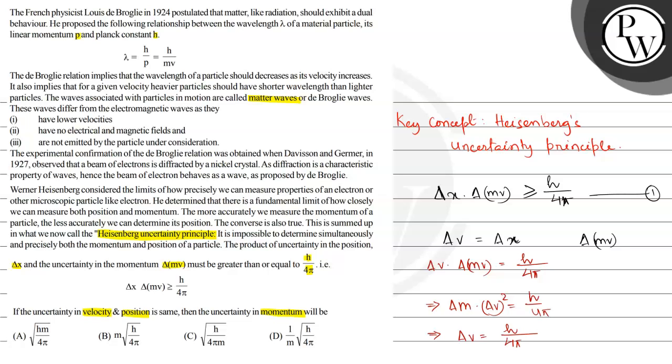Now we know that mass of a substance remains constant, so we can write it as h by 4 pi m, delta v whole square. And in the next step we can write delta v is equal to square root of h by 4 pi m. So delta v is equal to square root of h divided by 4 pi m.